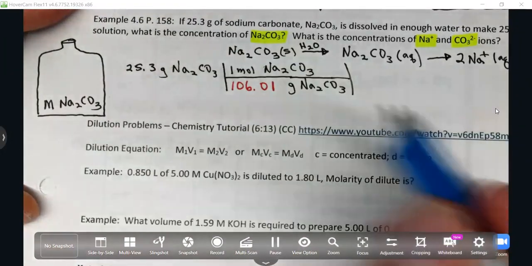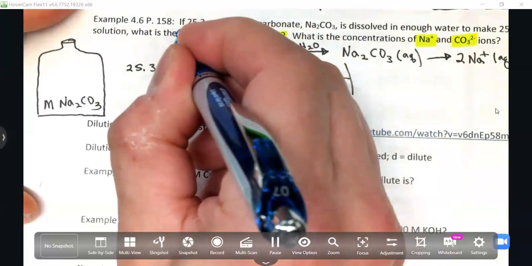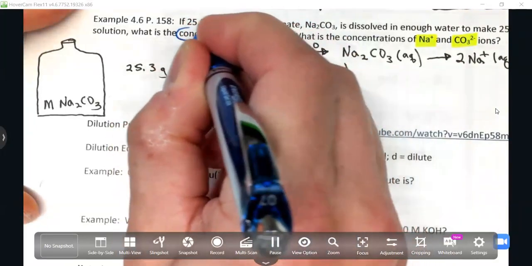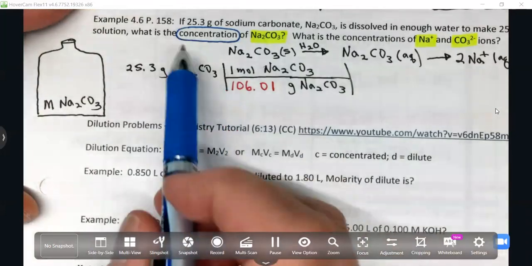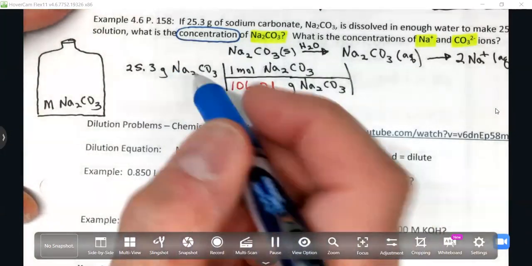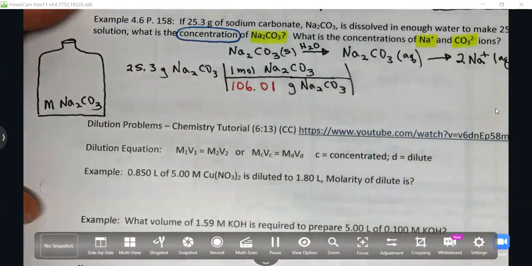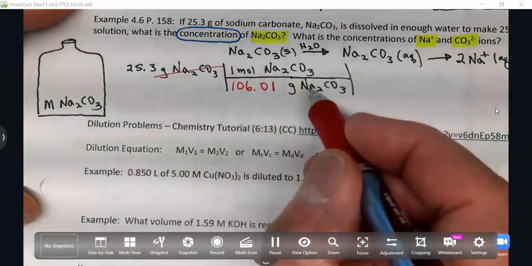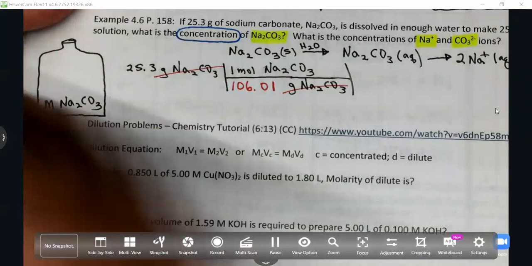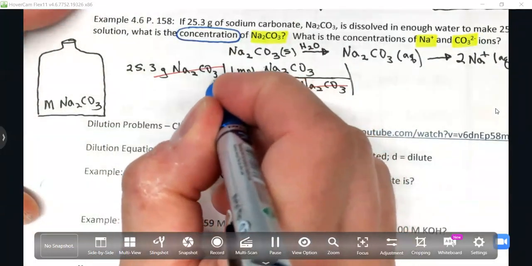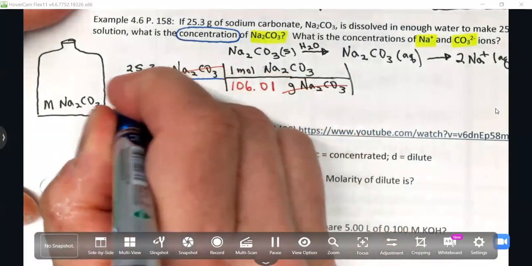We're looking for a concentration. We want moles over liters. So we're just going to draw a line right here. We got the moles, right? Because our grams cancel out. Let's draw a line and put our liters in the denominator.